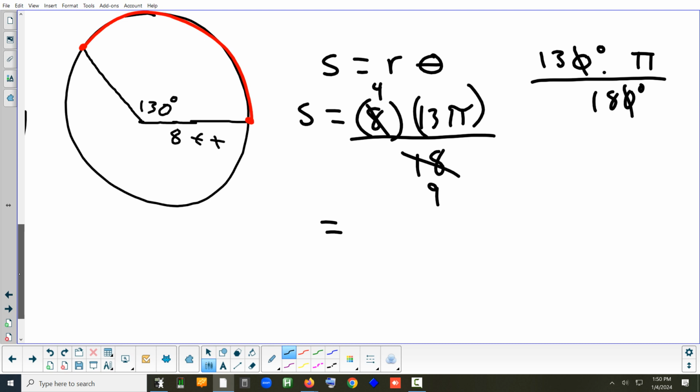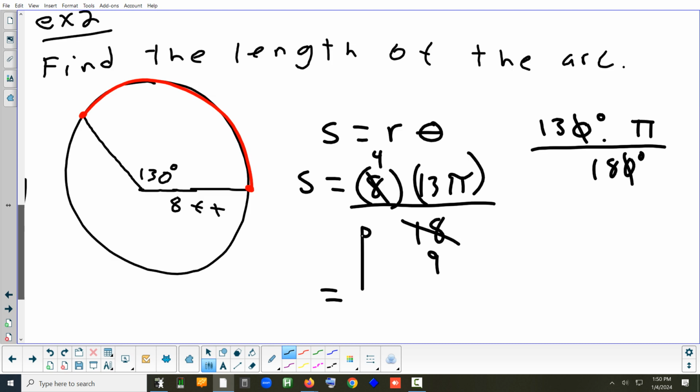They multiply? Well, and I want an exact answer, not a decimal. 52 pi. Yep. So 4 times 13 gives you 52 pi, that's the top. And what's in the bottom? Divided by 9. And that's a length. So it should be 52 pi over 9 feet. In this problem, feet.